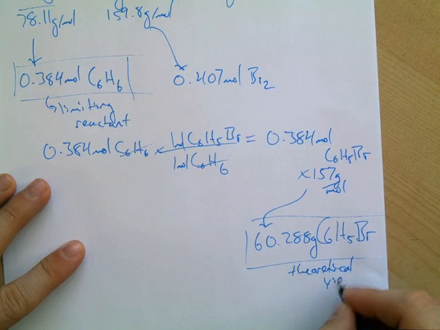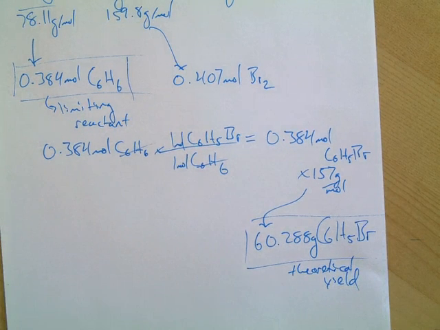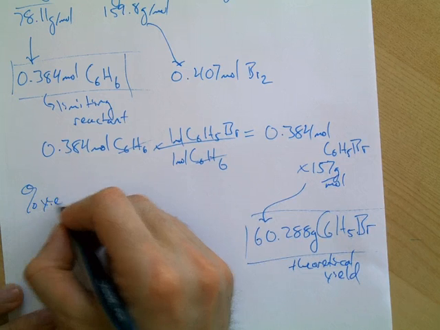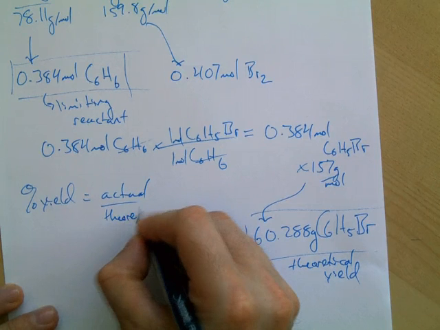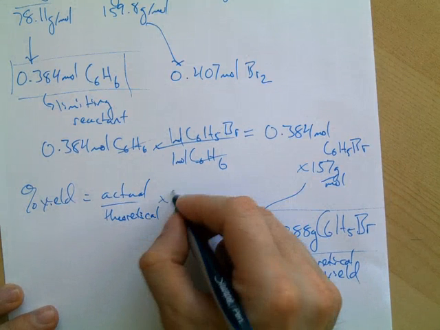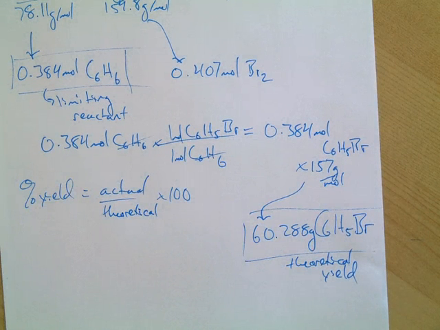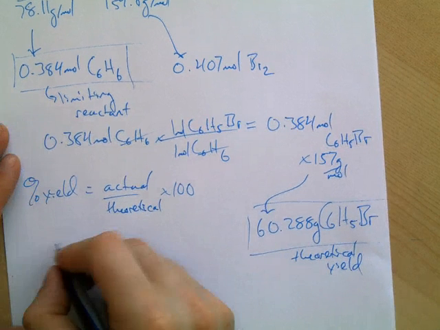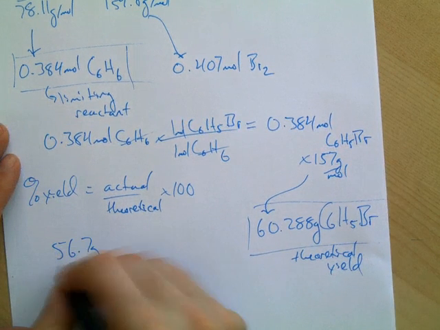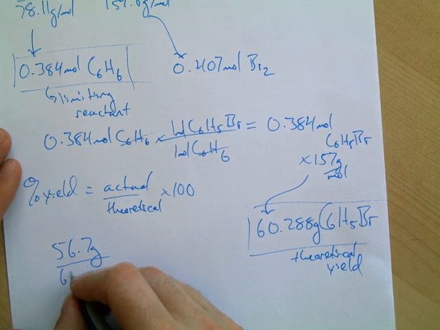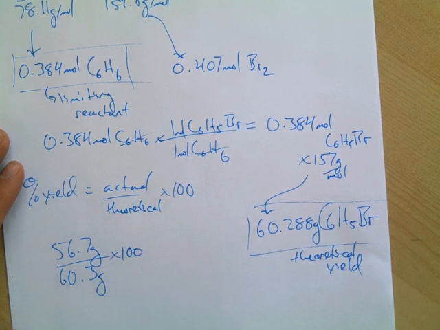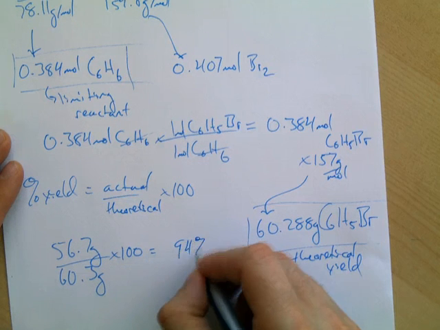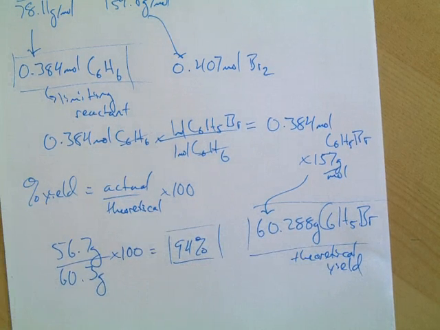To figure out my percent yield, the formula for percent yield, which you must memorize, is always actual over theoretical times 100, every single time. You're always going to end up with a percentage that's going to be, on the AP test, probably between 70 and 100. So I'm going to take 56.7 grams, keep the same number of sig figs, dividing it by 60.3 grams times 100, and that'll give me a percent yield of about 94%. That's the answer to this question. If you have any other questions, please let me know.